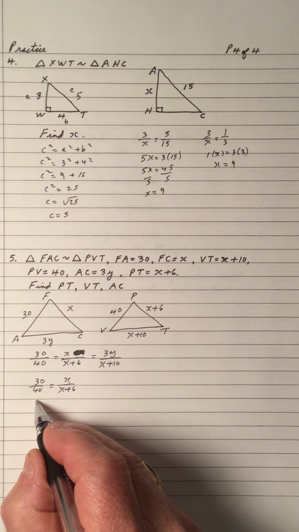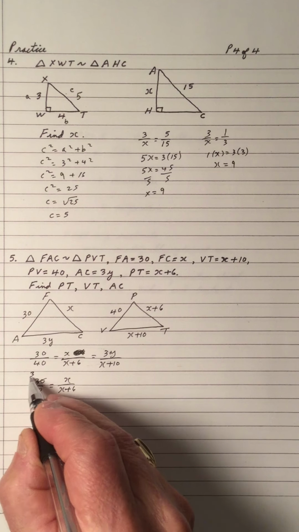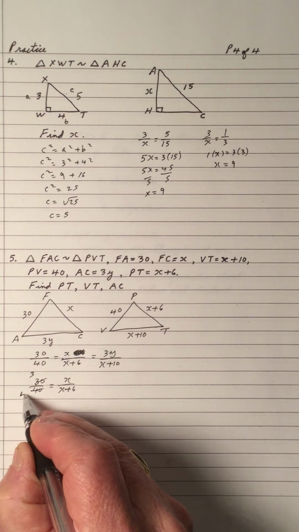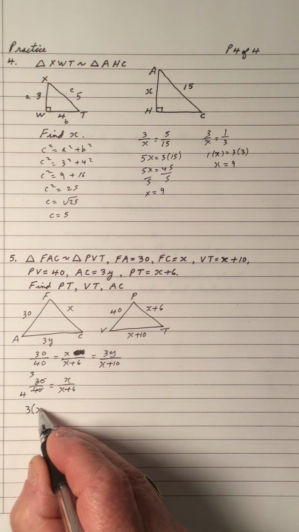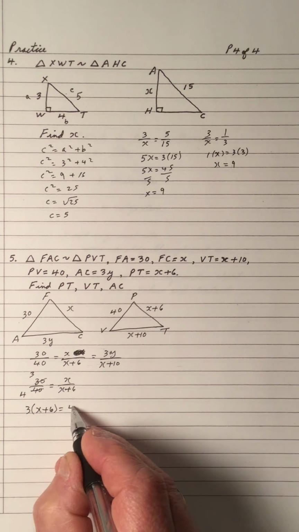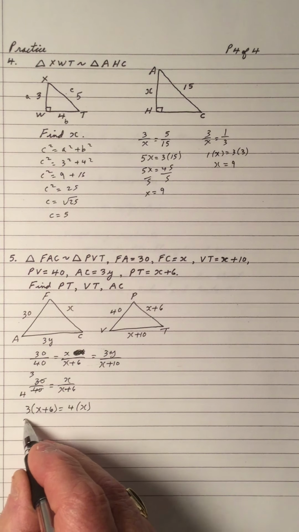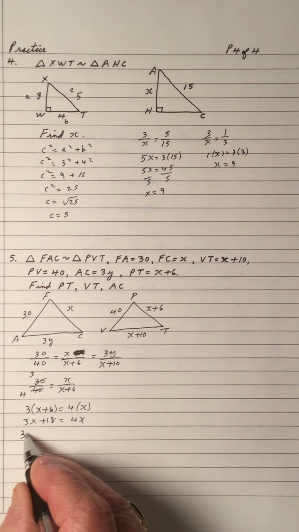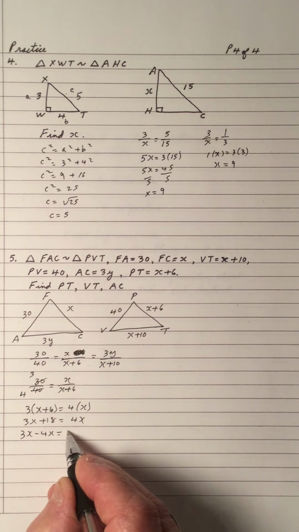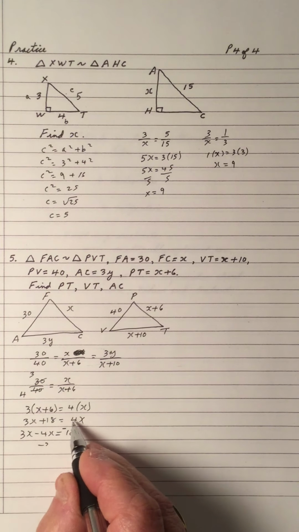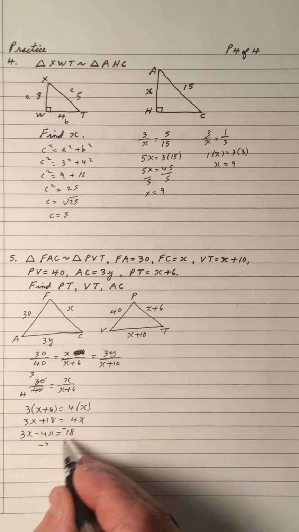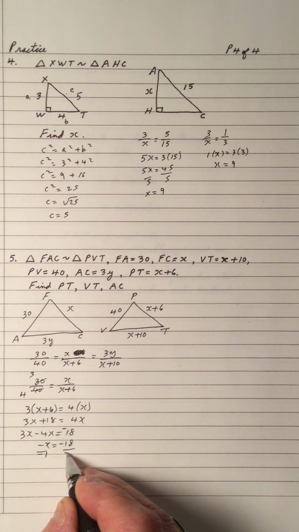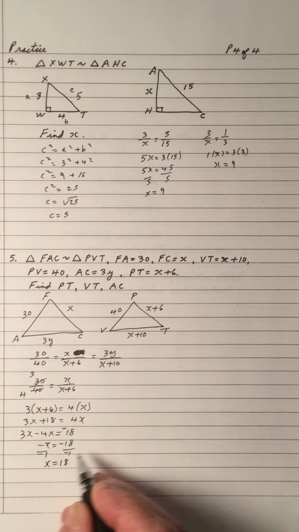Let's reduce this to make it 10 into that goes 3, 10 into that goes 4. Cross multiply. 3 times X plus 6 equals 4 times X. 3X plus 18 equals 4X. 3X minus 4X equals negative 18. I had to move it over. X goes over to become negative, 18 moves over to become negative. Negative X is negative 18. Divide by negative 1. X becomes 18.